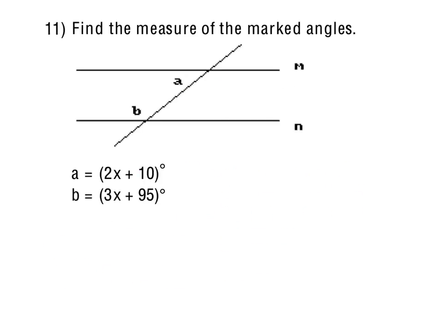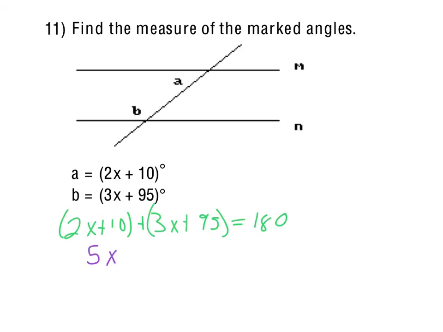Similar kind of situation as number 10, but these are our same side interior angles, so those add up to 180. So we have 2x plus 10 plus the 3x plus 95 equals 180. Again, the parentheses are just to emphasize that those are two different angles. So 5x plus 105 equals 180. We subtract the 105, and we get 5x equals 75.